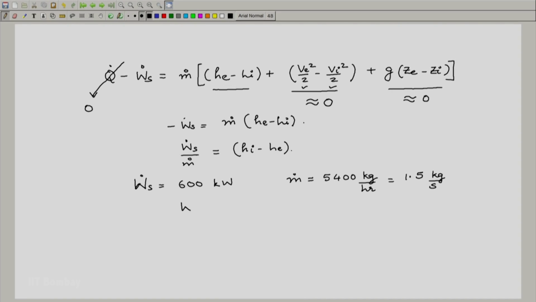And we notice that W dot by m dot is 600 kilowatt, which I will write down as kilojoule per second, upon 1.5 kilogram per second, and we end up with 400 kilojoule per kg. And this is the difference in specific enthalpies that is being asked. Have a look at this number.